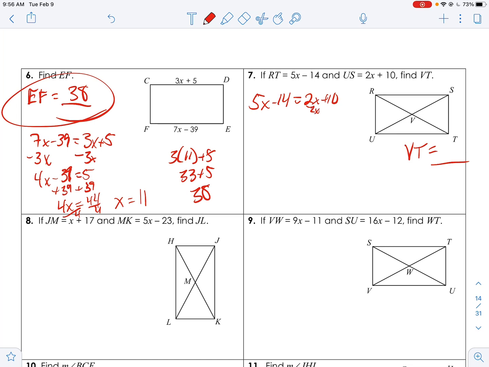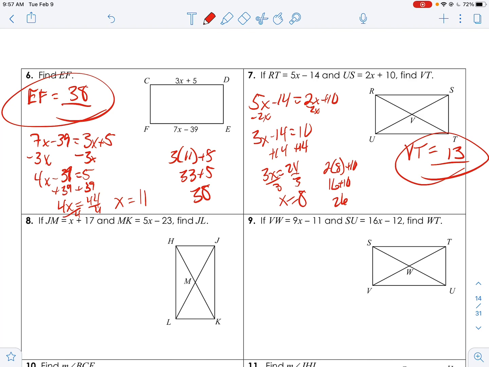All right. Minus 2x. 3x minus 14 equals 10. Add 14. 3x equals 24. Divide by 3. x equals 8. Don't need x, need VT. Let's plug it in. I'm going to go 2 times 8 plus 10, super easy. 16 plus 10 is 26. That's all the way across, that's U to S or R to T. So we need half of that, which is 13.